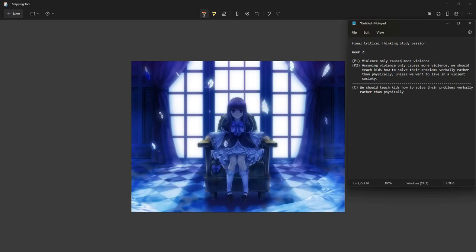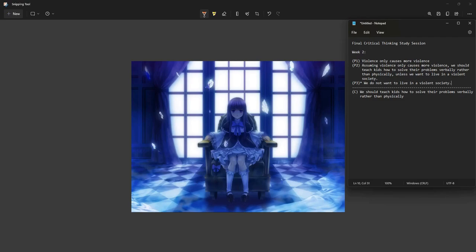Now let's add the implicit premises, okay? And I kind of alluded to it earlier. Pause the video and try to figure out what premise 3 is if you know it. We know that this is the implicit premise, so if you do know it, pause the video, write it down. If you don't know it, try to do the same thing, and if you just refuse, 3, 2, 1, I'll give it to you right now. We do not want to live in a violent society. And I said that because earlier I was pointing out how in the text it says unless we want to live in a violent society, which we don't. There you go. Now let's look at some implicit conclusions.